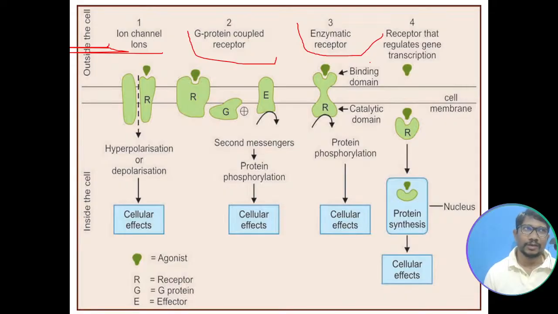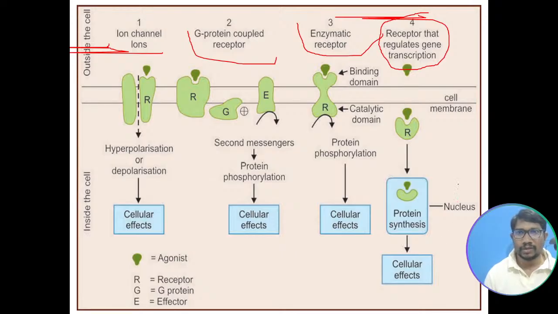So GPCR is also known as G protein coupled receptor, also known as a metabotropic, also known as a heptahelical, also known as a serpentine receptor, also known as a 7 transmembrane spanning protein receptor. And type 3 is known as an enzyme receptor or tyrosine kinase receptor or JAK-STAT receptor. Type 4 receptor is known as an intracellular receptor or nuclear receptor or receptor that regulates the gene transcription.